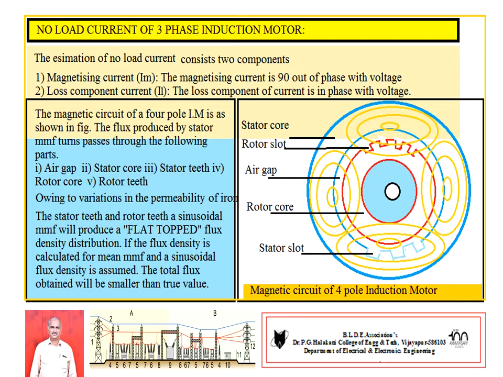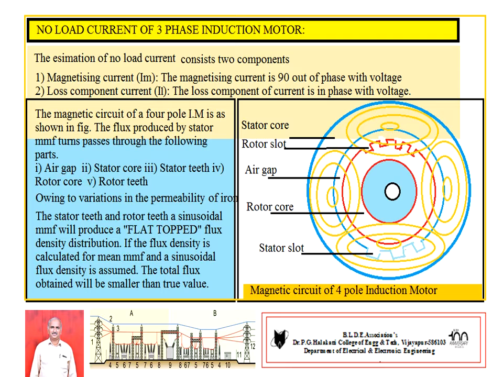Hence we have to go for calculation of air gap MMF, stator core MMF, stator teeth MMF, rotor core MMF, rotor teeth MMF. Before going to that, the no load current of a three-phase induction motor consists of two parts. Number 1, magnetizing current, which is 90 degrees out of phase with voltage. Another one, loss component of no load current, which is in phase with phase voltage. If we estimate these two, then finally no load current can be estimated.